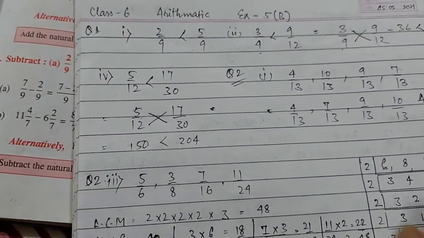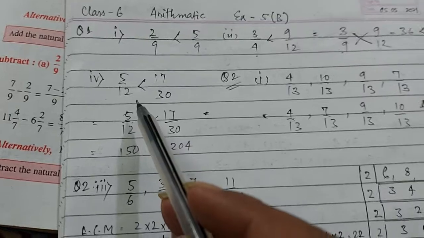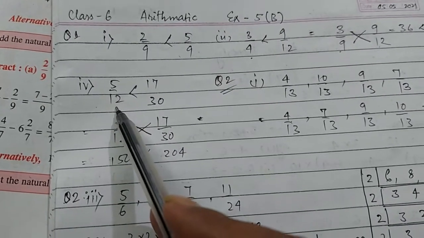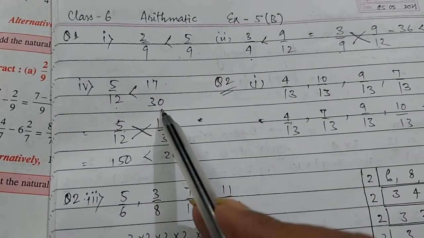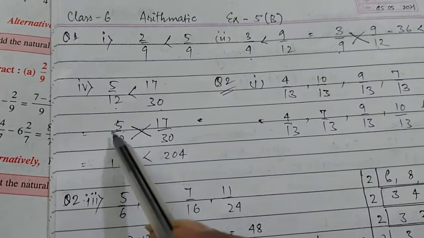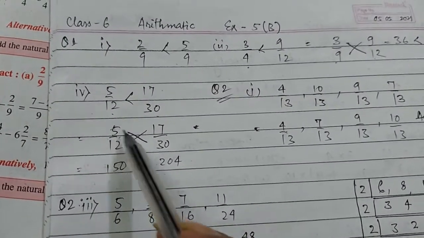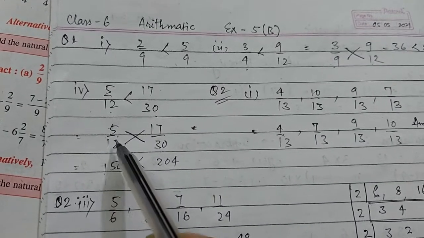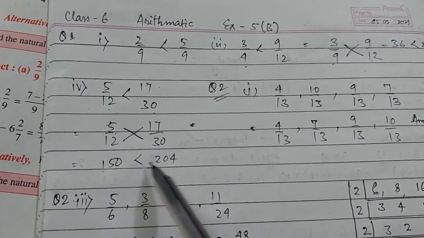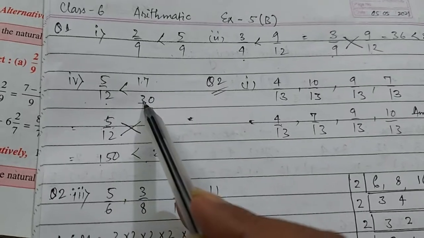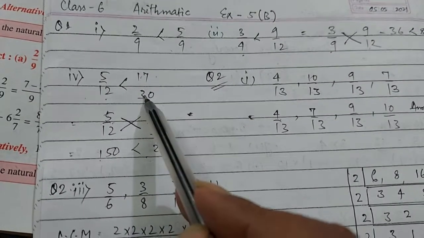Next is number 4. In the same way, we have 5 by 12 and 17 by 30. We have to find which one is greater. Again we will write the fractions and cross multiply. That is 5 into 30, which is 150, and 12 into 17 is 204. 204 is greater, so the fraction 17 by 30 will be greater.